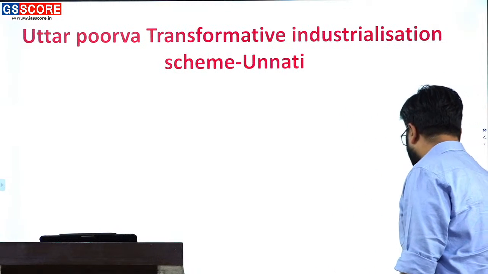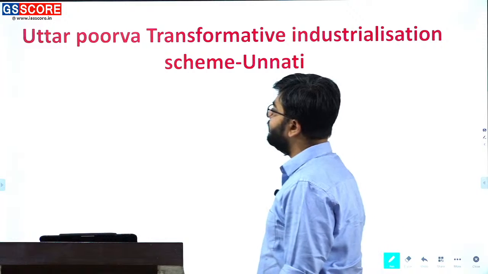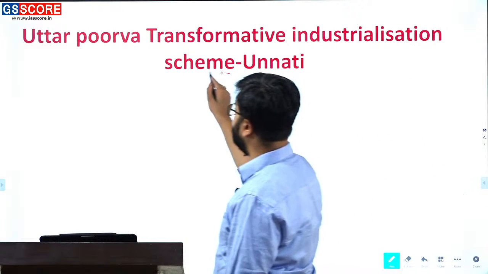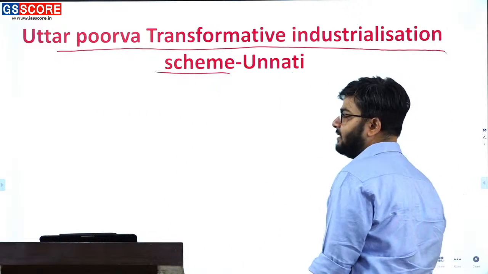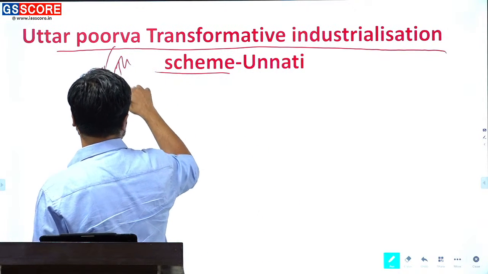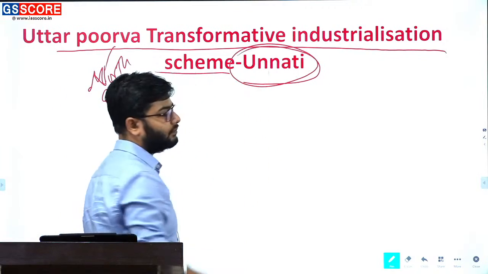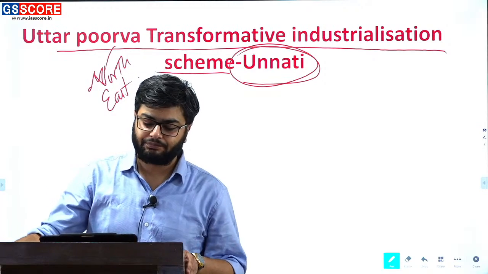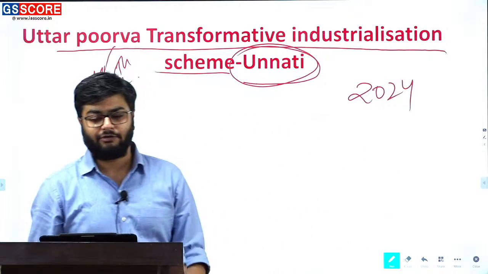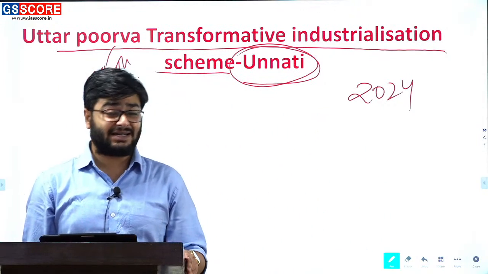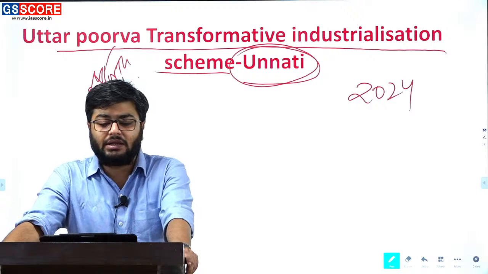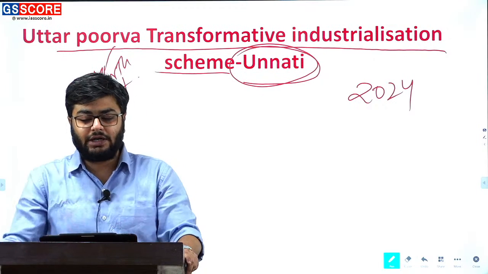After PM Kisan, one interesting scheme came, that is the Uttar Purva Transformative Industrialization Scheme. Uttar Purva, that means we are talking about the northeast. Unnati. Fairly recent one, launched in 2024 to boost industrial development in the northeastern region.